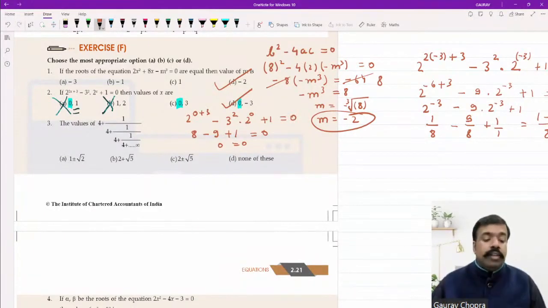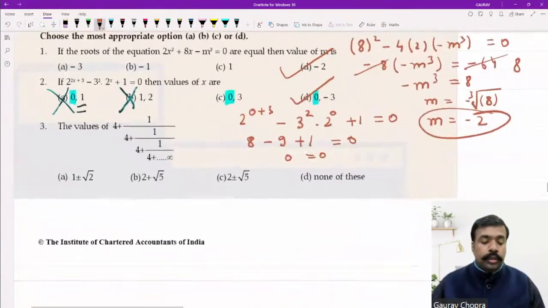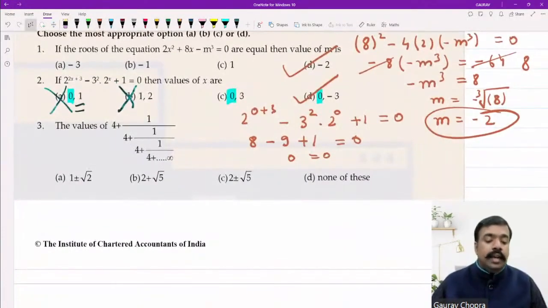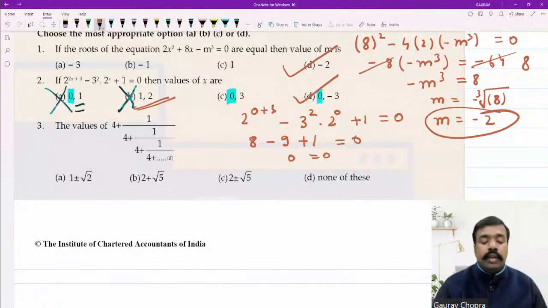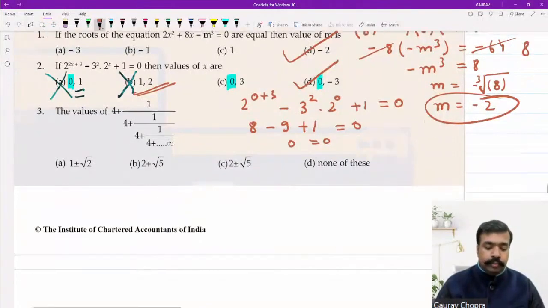So you have to see why option A is wrong, because only 0 is satisfying and 1 is unable to satisfy. And how do we know that 1 will not satisfy? Because option B is not having 0. It is having 1 and 2, so 1 and 2 will not satisfy. Just because of that, we have cancelled the option. Or even you can try with 1 and check whether it is correct or not.